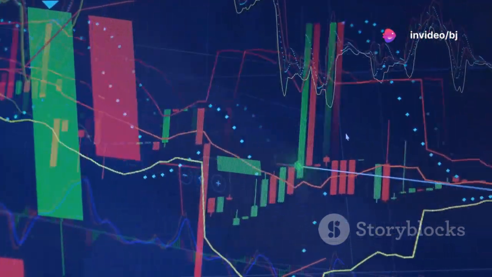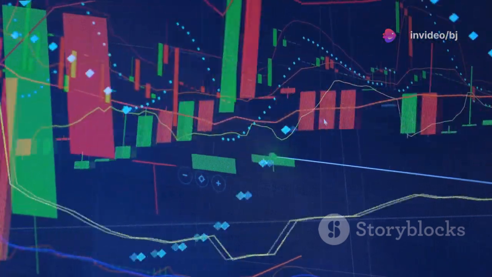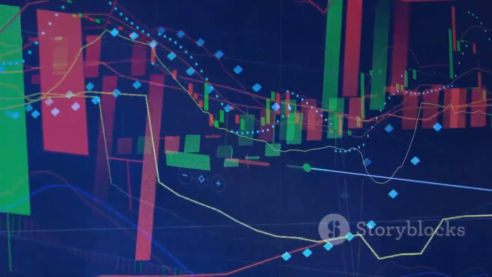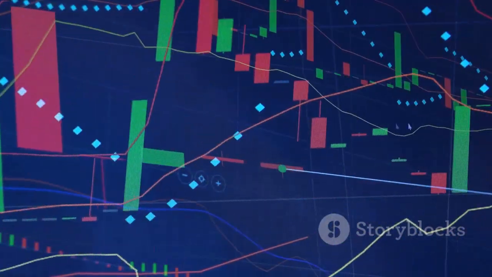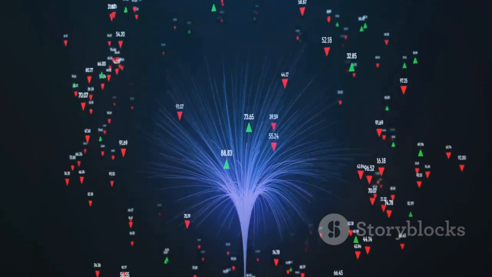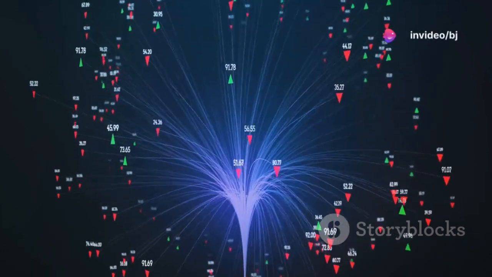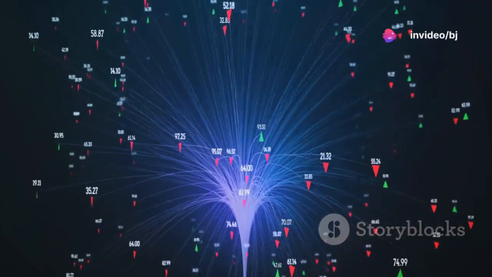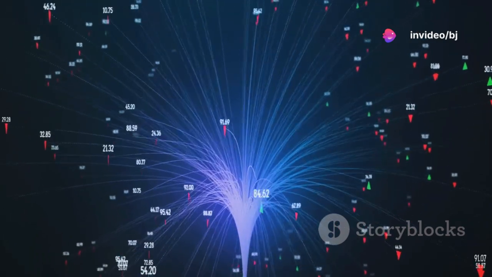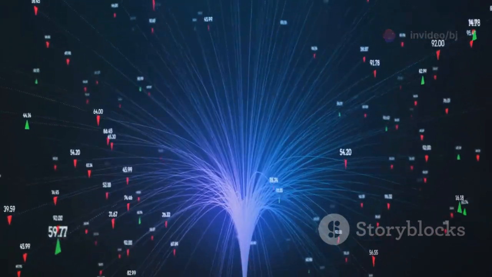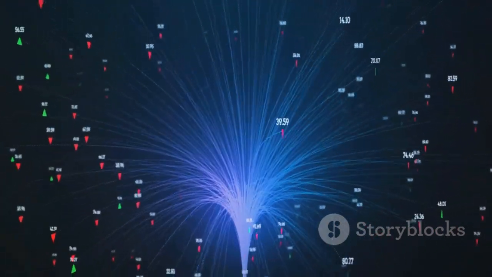A high PCR, typically above 1, suggests that more puts are being bought relative to calls. This is often interpreted as a bearish sentiment, indicating that investors expect the market to decline. Conversely, a low PCR, less than 1, suggests a bullish sentiment, indicating that more investors are betting on the market to rise by purchasing more calls relative to puts. But why does this matter?